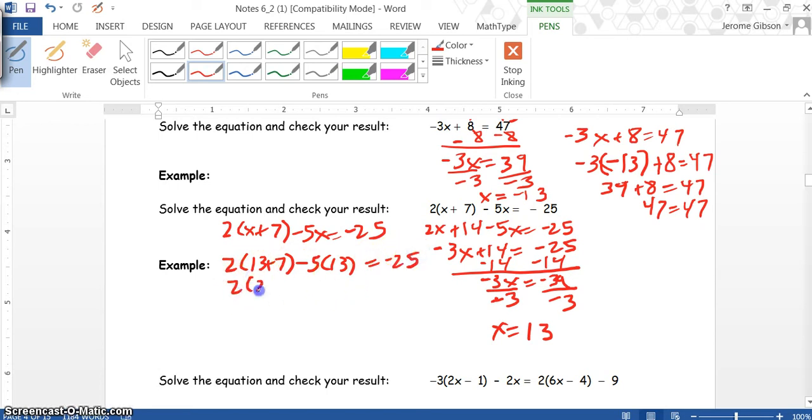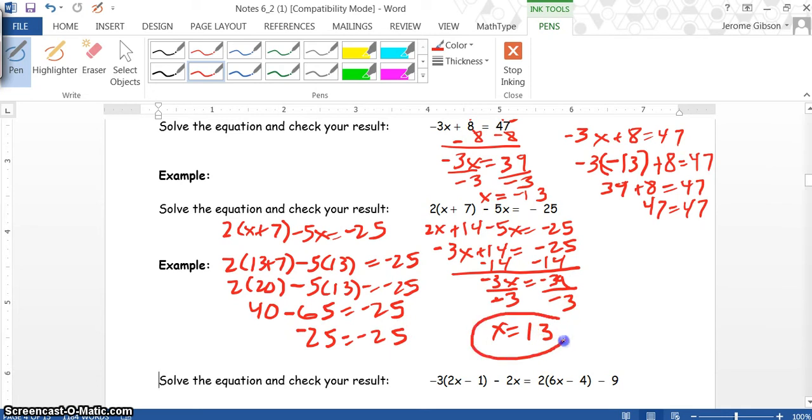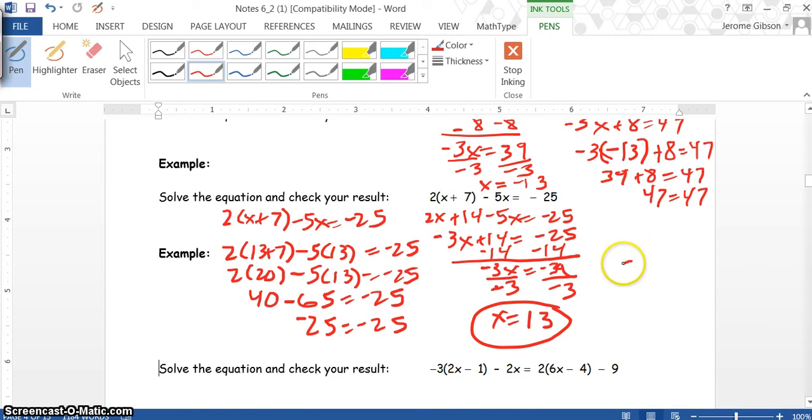13 plus 7 we know is 20. Minus 5 times 13 equals a negative 25. 2 times 20 is 40. A minus 5 times 13 is a minus 65 equals negative 25. 40 minus 65 is a negative 25, and that equals negative 25. So our answer here is x equals 13. And we can also write our answer as the solution set of 13 as well.